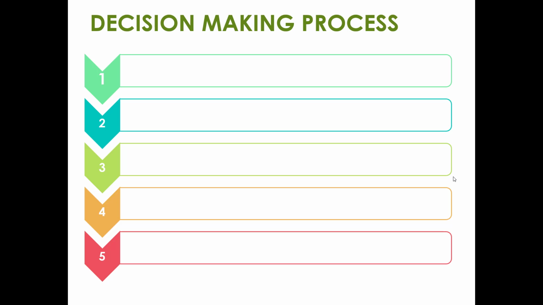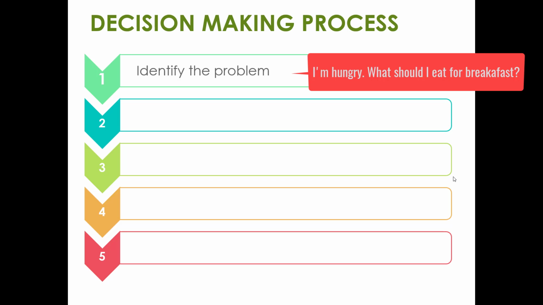Now, the decision-making process has 5 steps. The first is to figure out the problem. Essentially, what do I want or what do I need? So in my example, I'm going to say, what do I want to eat for breakfast? That's step number 1. Step number 2 is that I need to identify alternatives or options for my decision.